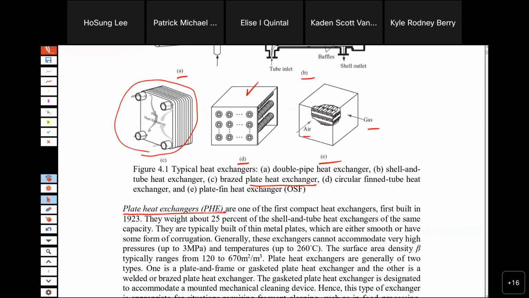Well, actually, this is not very clear, but there is no gap between these two. It touches. I mean the fins, something like that. Do you understand? Usually, we don't leave a gap here. So there is a flow.